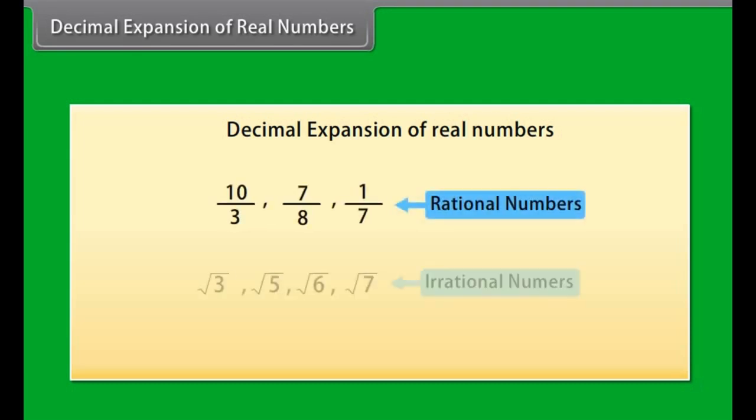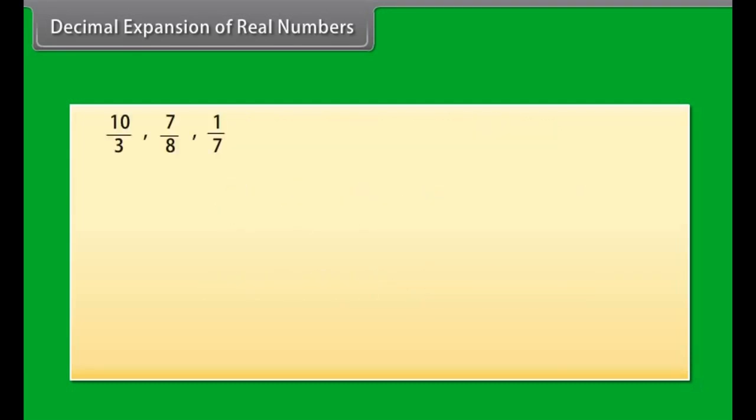We have learnt about the real numbers. Now we will look at the decimal expansion of real numbers. By this expansion, we can distinguish between rationals and irrationals. Let us first take rational numbers. We will find the decimal expansion of these three numbers.